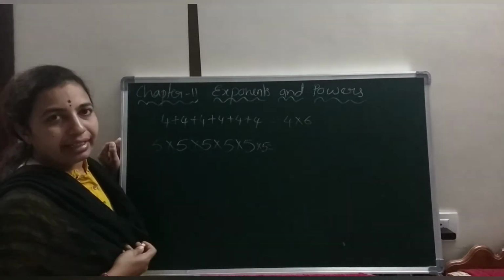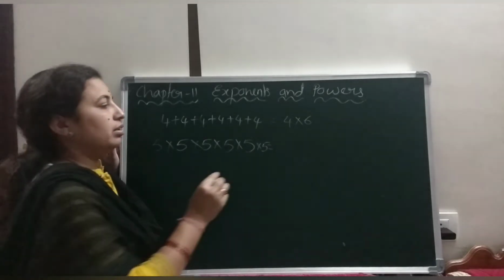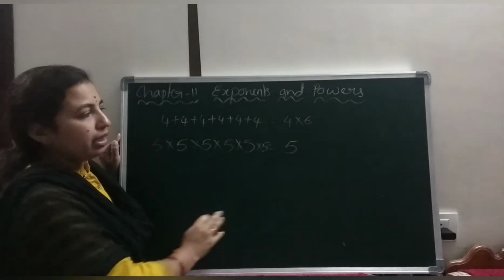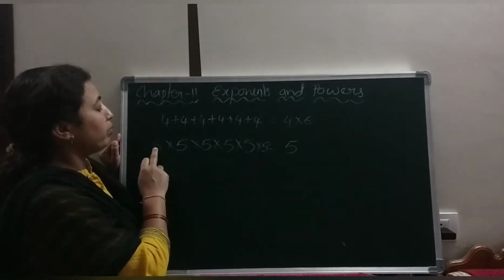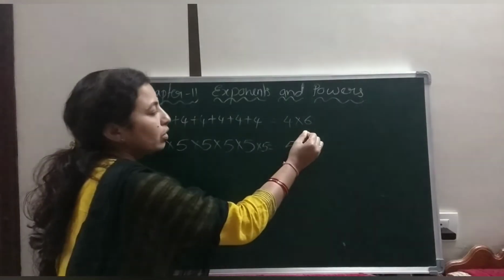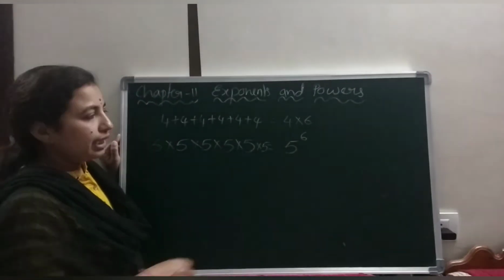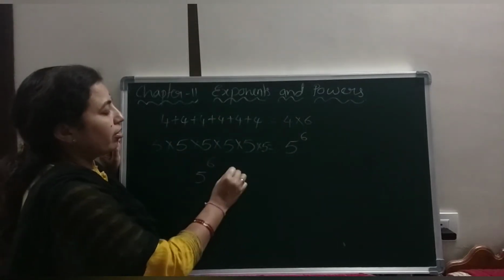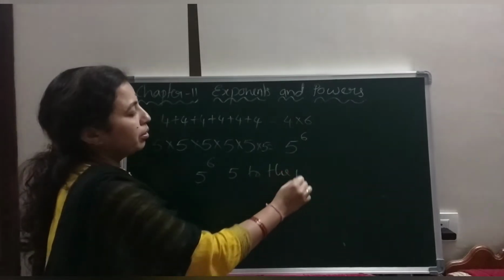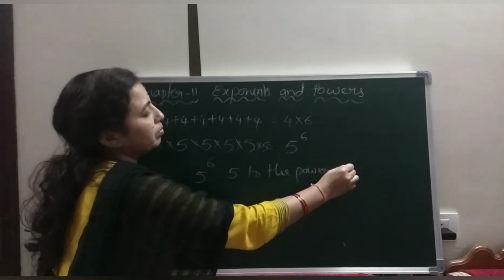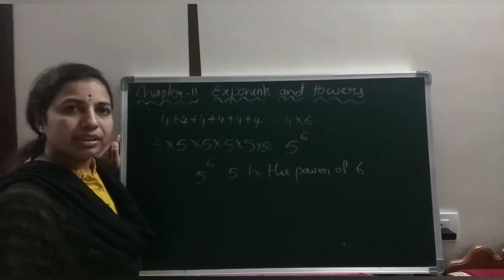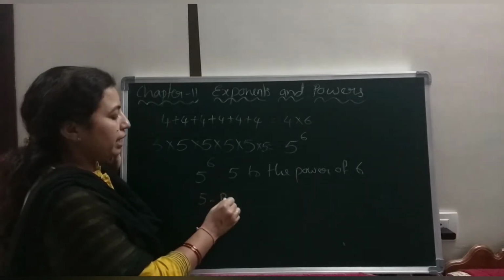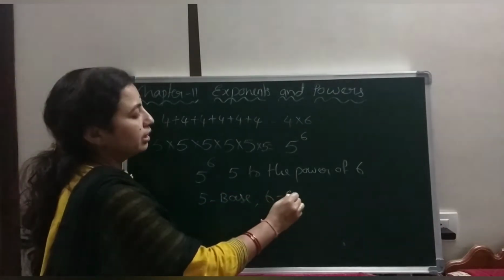So, to write this one, I'll write this as 5. What is the number repeatedly multiplied? That will be here. And how many times is it multiplied? 1, 2, 3, 4, 5, 6 times. So, we write like this. Now, see, this is called exponents. We read this as 5 to the power of 6. Here 5 is base and 6 is exponent.